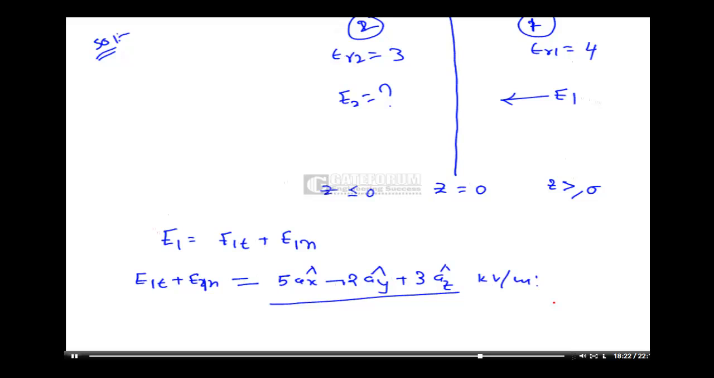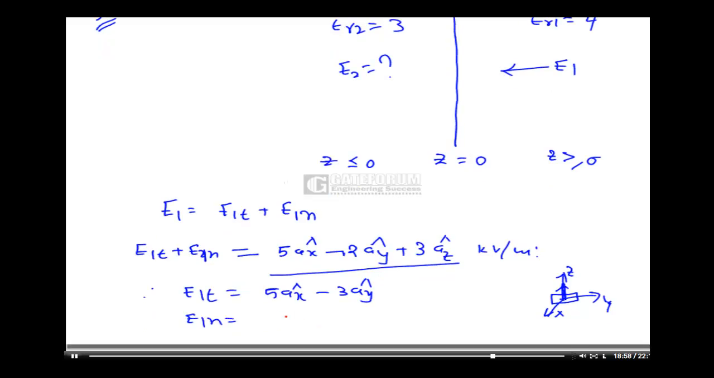How we can find that is, here it is given z is equal to 0 plane. Z is equal to 0 means xy plane. So for the xy plane, what is the normal component? Az. The normal component to the xy plane is az only. So this az part is the normal component, the remaining part is the tangential component. Therefore E1t, the tangential part, is 5ax minus 3ay, and E1n is equal to 3az.